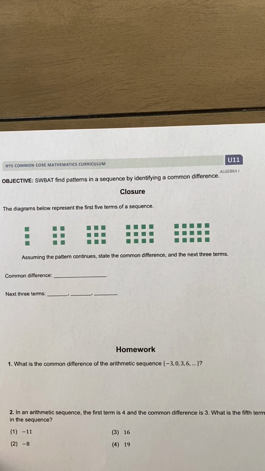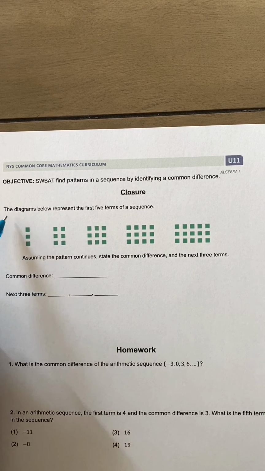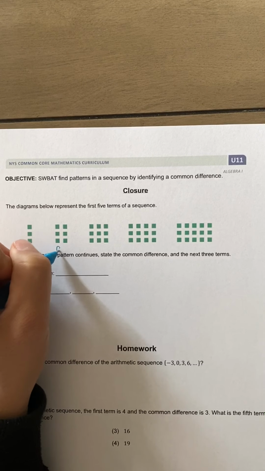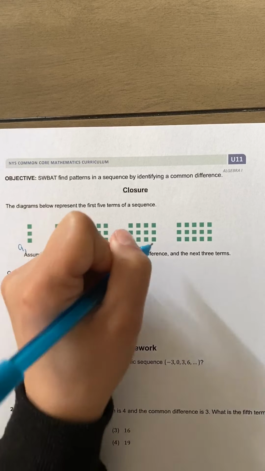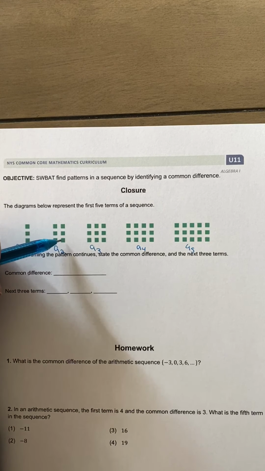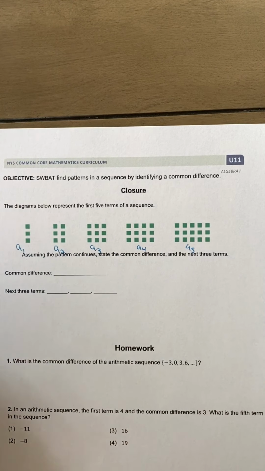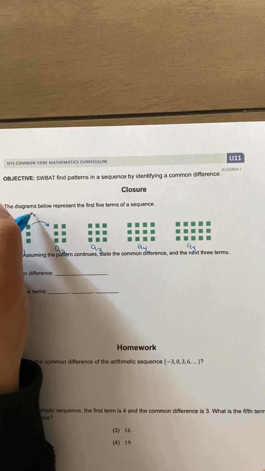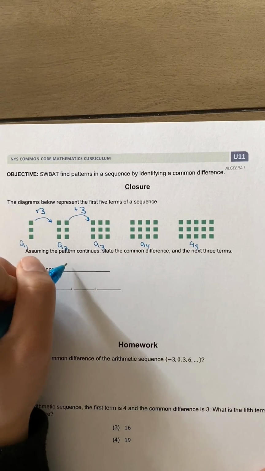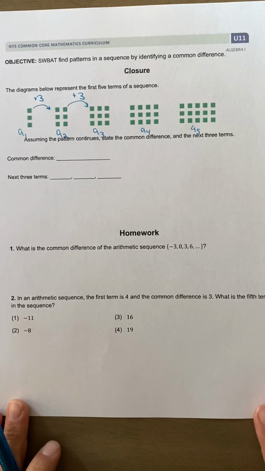All right, so for your closure, we're going to sum it up here. The diagrams below represent the first 5 terms. So here's my a sub 1, a sub 2, a sub 3, a sub 4, a sub 5. I start with 3, then 6, then 9, then 12, then 15. So it looks like to get from here to here, I'm adding 3, and so on and so forth. So that's my common difference. And then you're going to find the next 3 terms for your closure. And then you have your homework at the bottom.